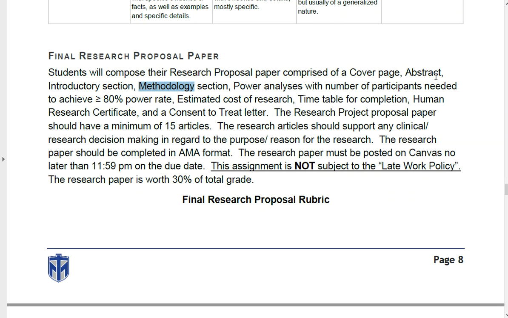Cover page, abstract. In the abstract, introduction and methods only. I don't need to know results. I don't need to know discussion or any of those things like that, right?